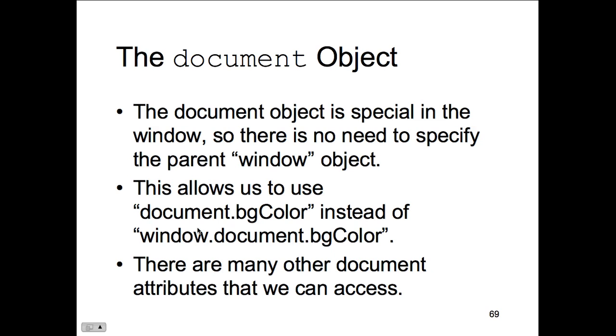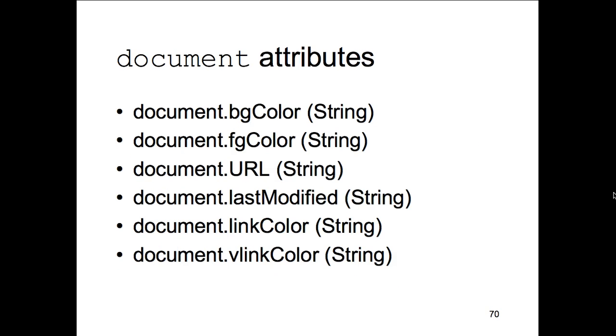Window.document.bgcolor is the formal way of doing it. You don't actually have to do that. If you're following the document object model, you can just go document. So there are many other attributes that can be associated with it. What you can do is a Google search on the document object, and you can find all of the different attributes.